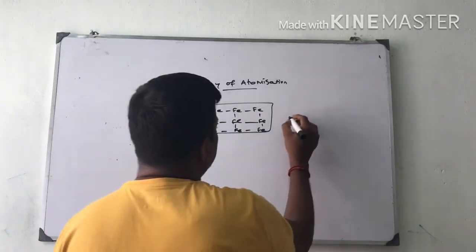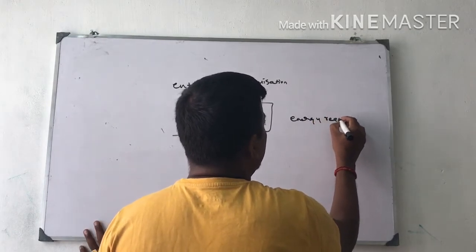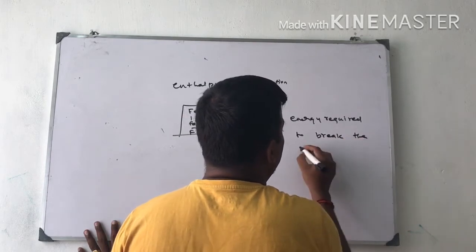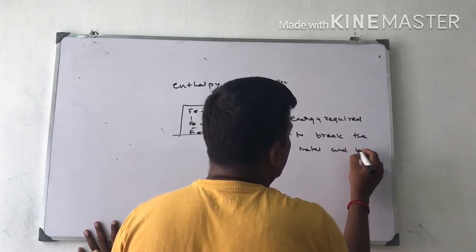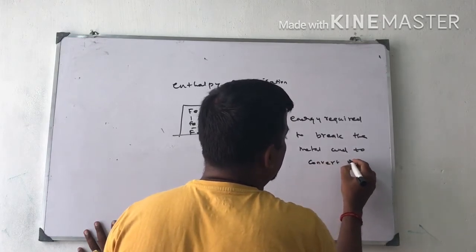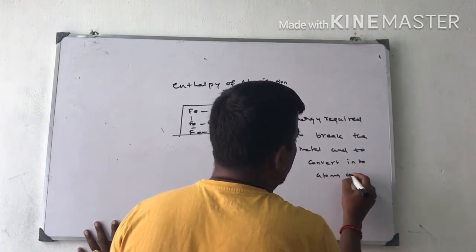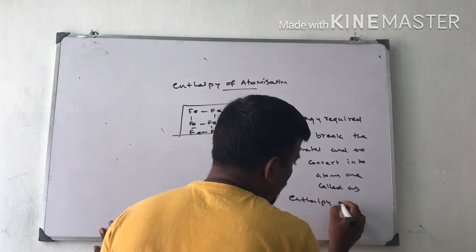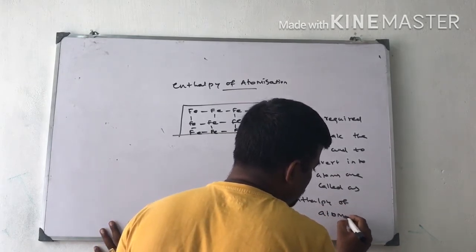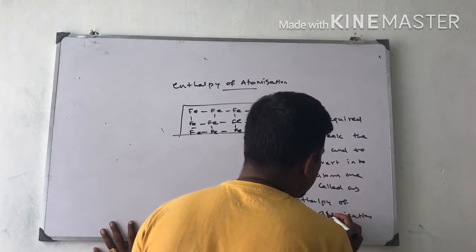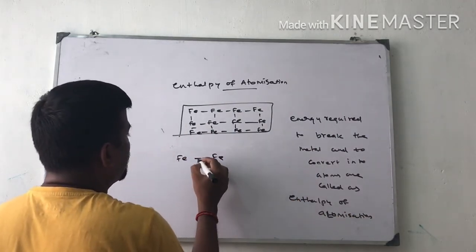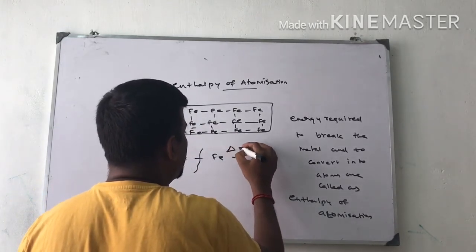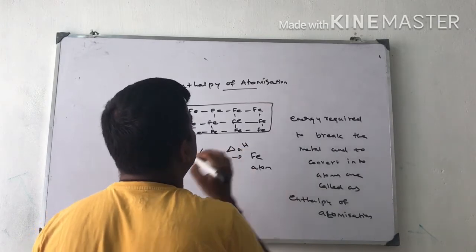The enthalpy of atomization means the energy required to break the metal and convert it into atoms. Suppose for the bond between two ions, the energy required to break the bond to form ion atoms is called the enthalpy of atomization energy.